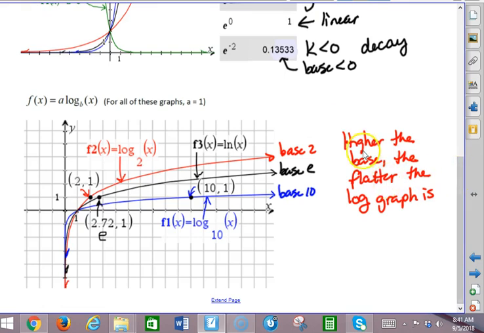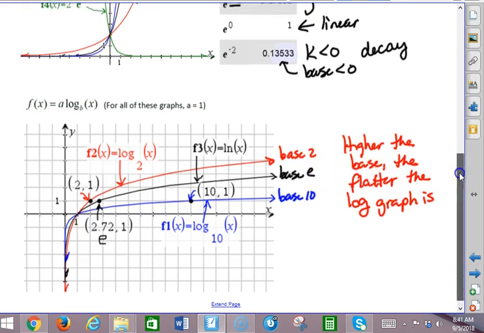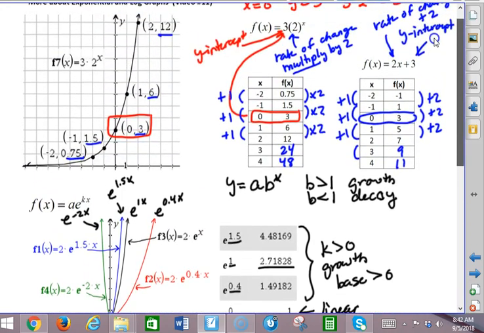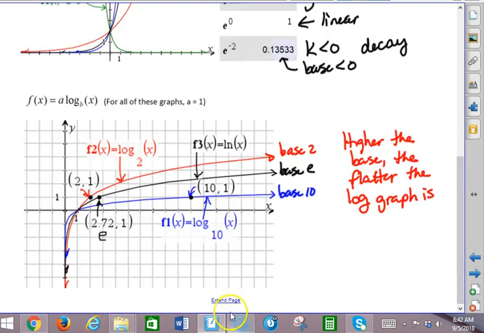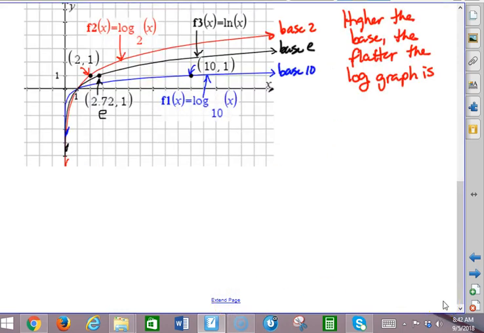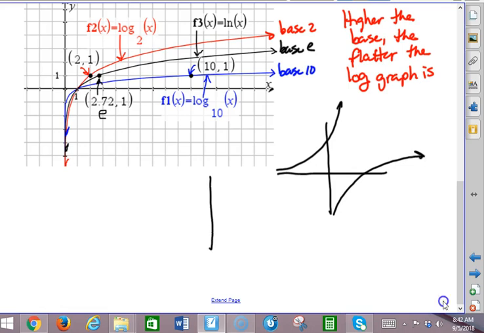Just to summarize too, the higher the base for the log graph, the flatter it gets. The higher the base for an exponential graph, the steeper it gets. Because remember, they are inverses of each other. All right? Remember that if this is my log graph and it's getting very steep, then this is my exponential graph. My log graph has to get really flat. If my exponential graph is not as steep, then my log graph has to be steeper because they are inverses of each other. Okay, so just remember those are inverses of each other.